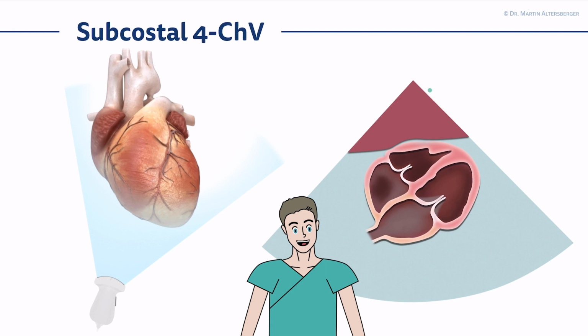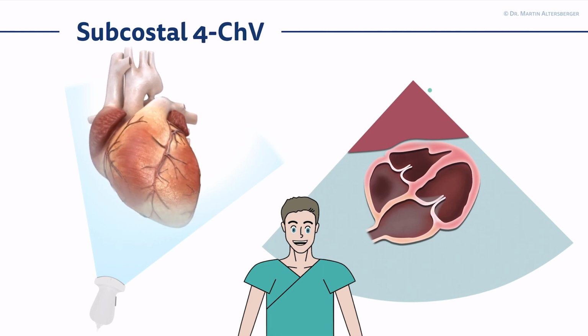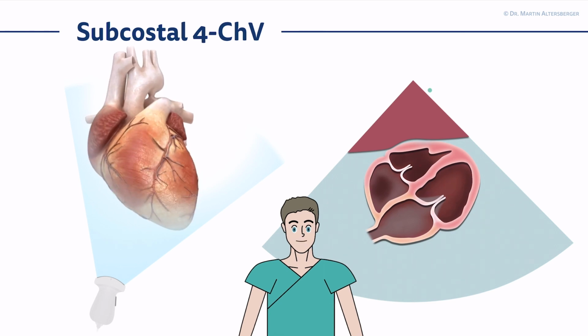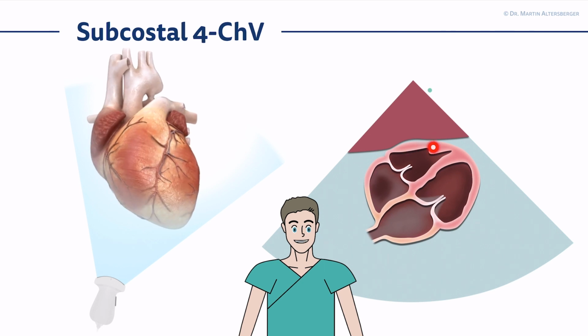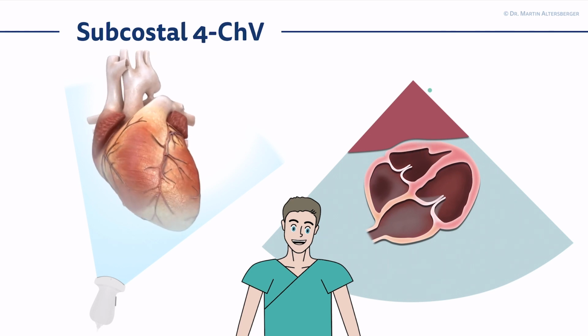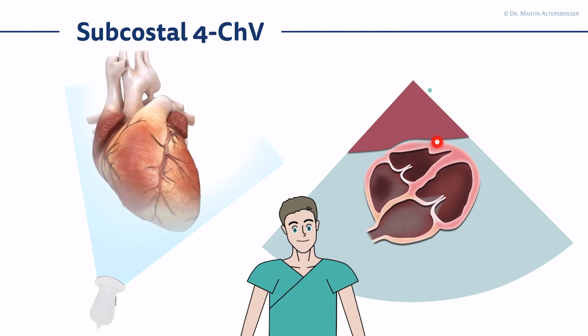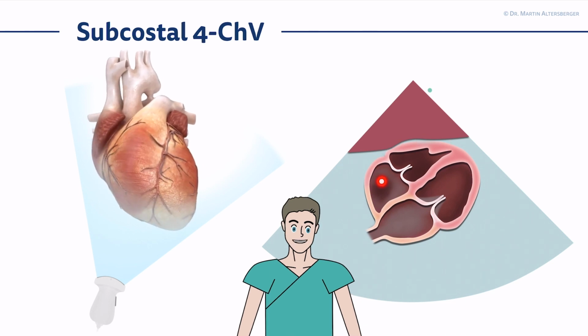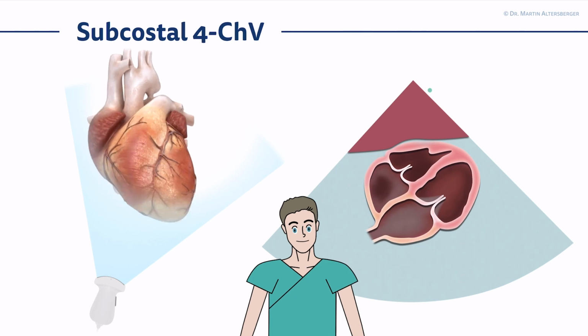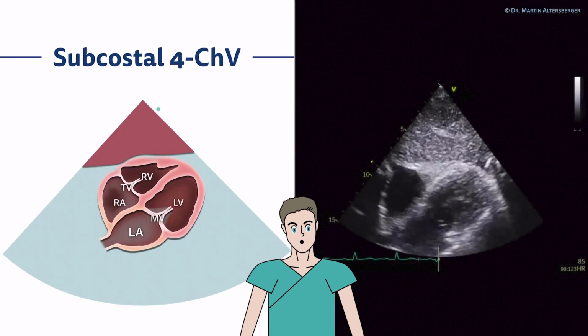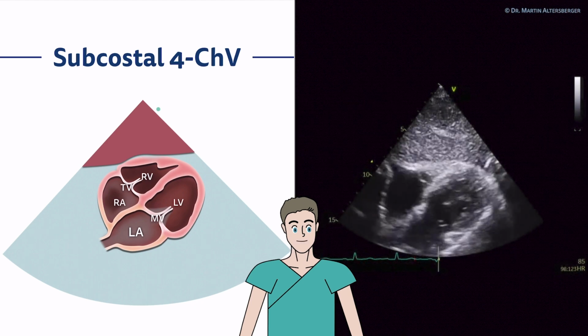So starting off with a subcostal 4-chamber view, you see the left ventricle, the right ventricle. Here you have the right ventricular free wall, sometimes the inferior wall, to see. Here is the space which can show pericardial effusion, the right atrium, the left atrium, and of course also the valves. In the normal B-mode imaging, this is how the heart should look.